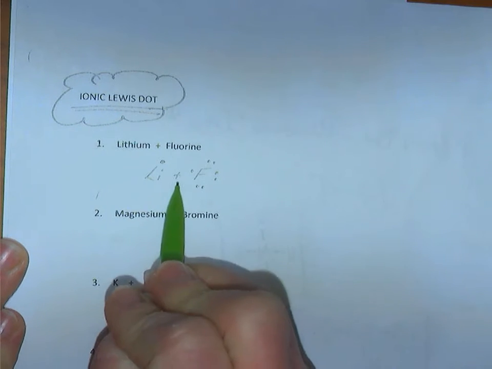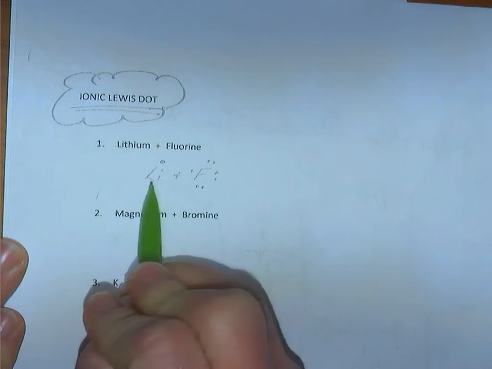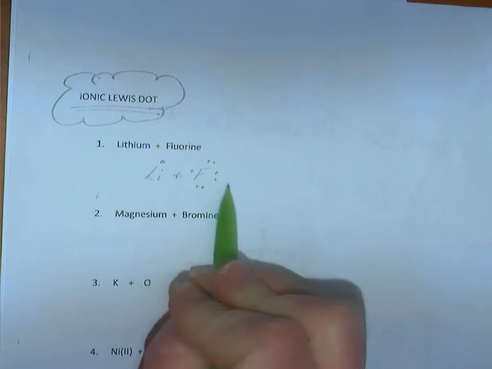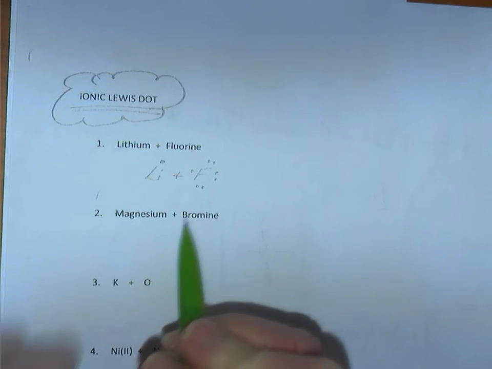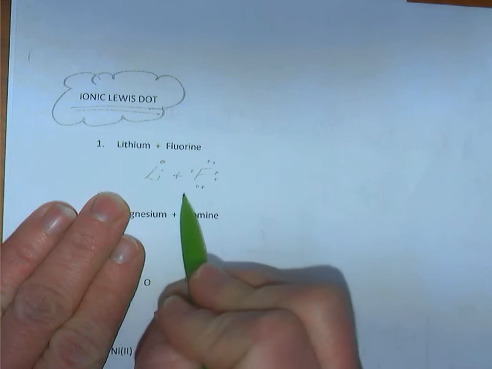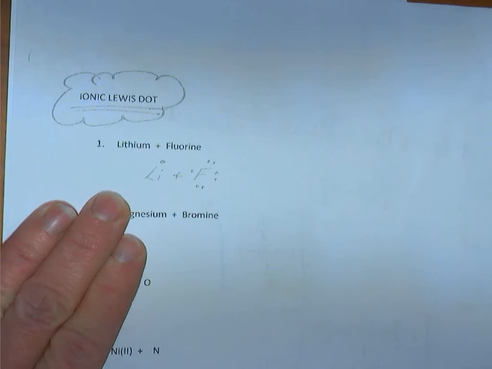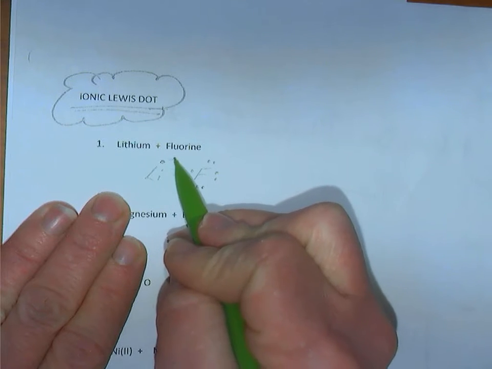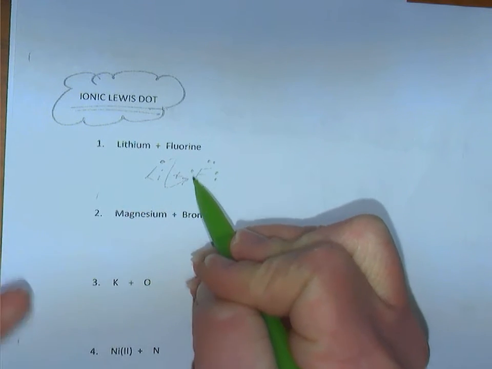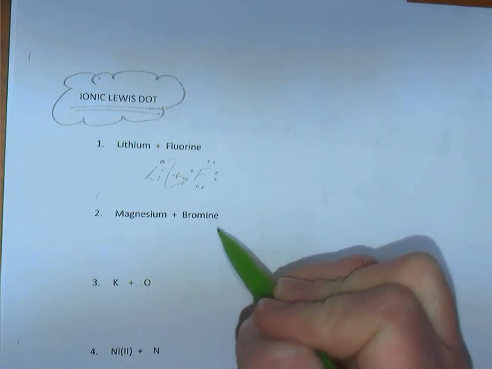Now we put the plus sign here because we are adding these together, and the plus sign shows that they are separate entities at this point. But we know for an ionic bond to happen, the metal will transfer its electron to the nonmetal. And how perfect. Lithium will give this to fill this empty void for fluorine to satisfy its octet.